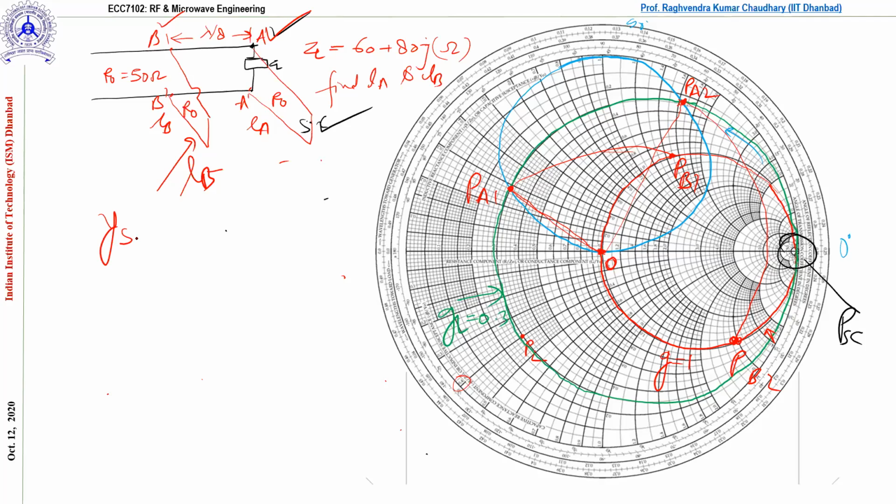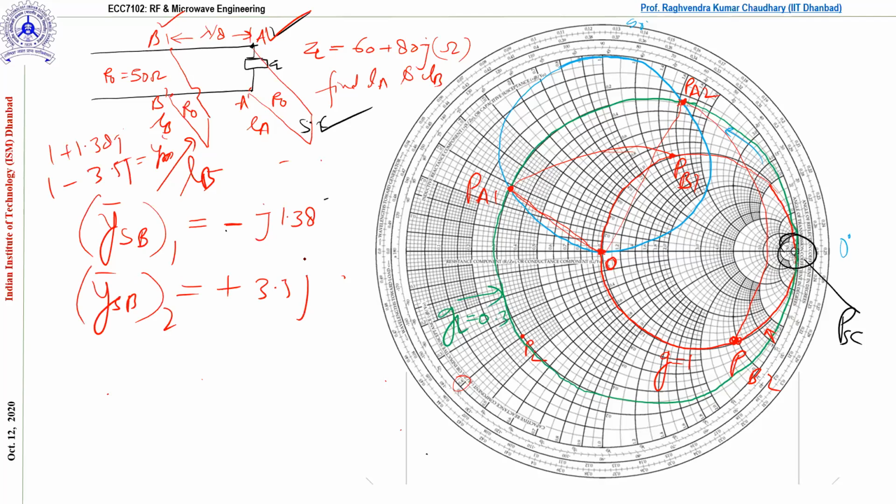Okay, so if I'm talking about YSB1, what is YB1? It was 1 plus 1.38J. So YSB1 means this is minus J1.38. Correct? Because we need to normalize it like that. This would be a solution. So this admittance will be 1. Similarly, YSB2. This was earlier 1 minus 3.5J. This is YB2. So here this will be plus 3.5J.